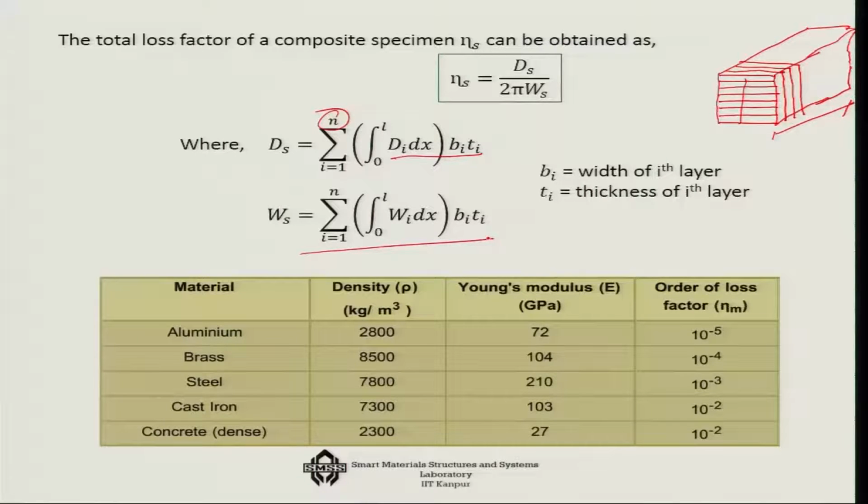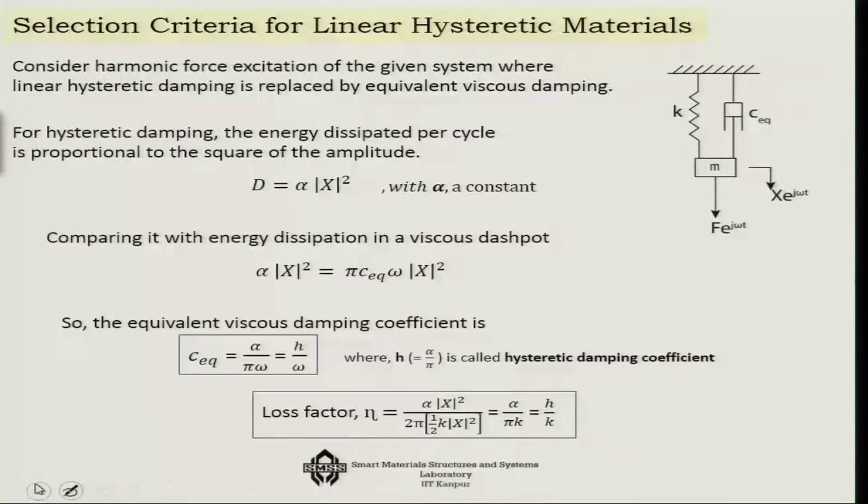As far as the materials are concerned, for isotropic materials like say aluminum or steel, for them the order of loss factor I already discussed earlier, that aluminum is possibly the lowest, and concrete or cast iron are possibly the highest in terms of the order of the loss factor. So, that is how we can calculate the loss factor and compare it with the loss factor of some of the very important materials.